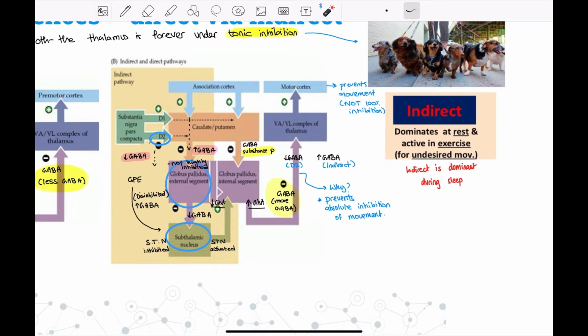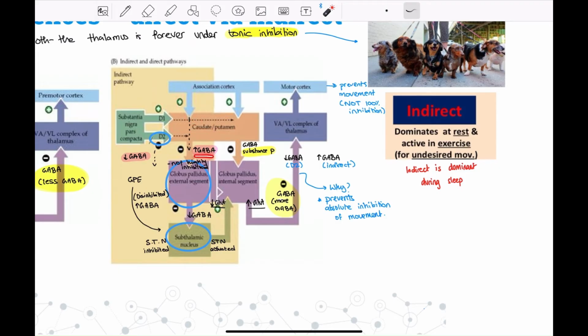So within the indirect pathway, we actually have another separate pathway related to the D2 receptor, and I'm going to make it clear in a bit, but first let's discuss the original indirect pathway. So as we know, we're going to get information from the association cortex, and it's going to activate the striatum, which is inhibitory.